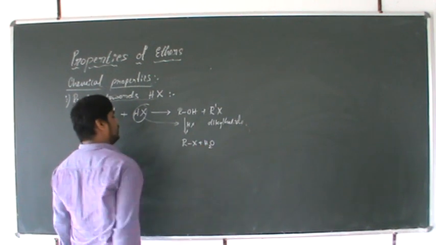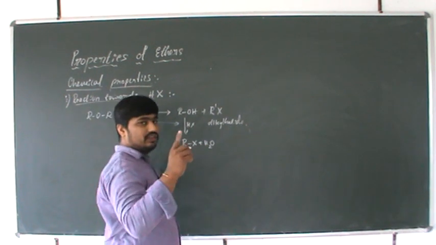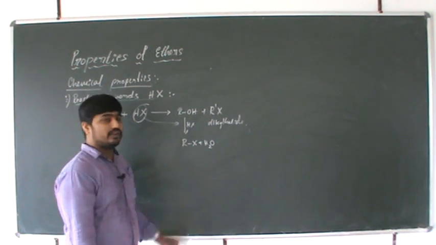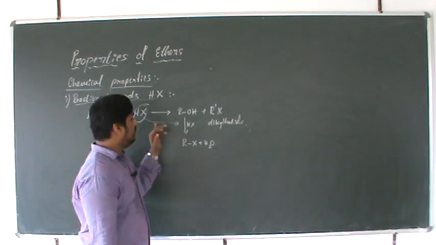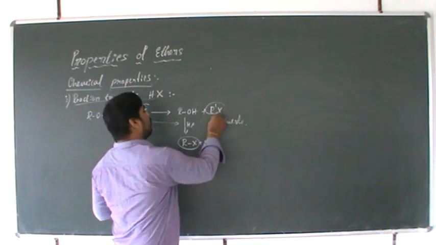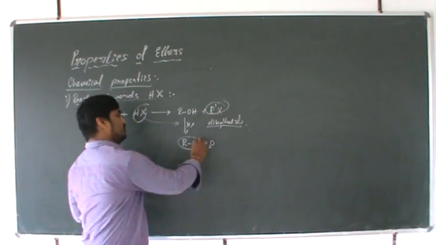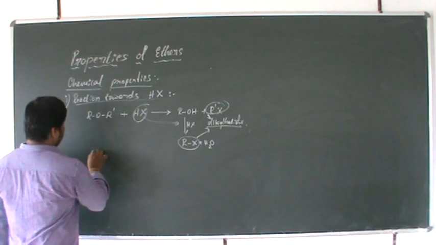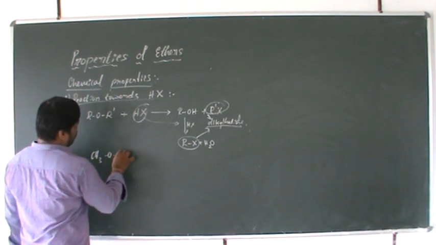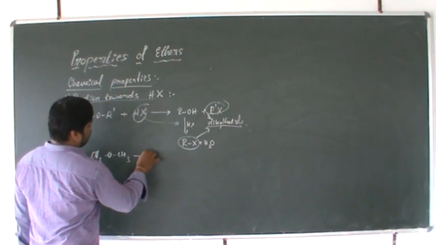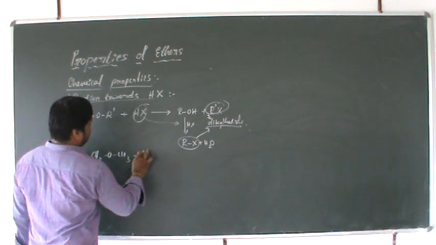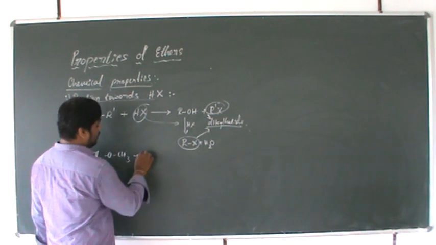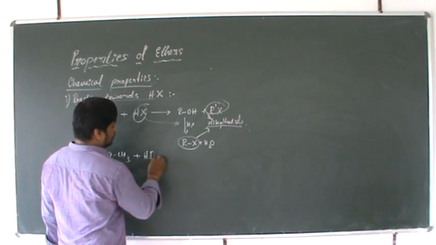What is the conclusion of this reaction? Whenever ethers are made to react with excess hydrogen halide, they produce the corresponding alkyl halides. I have considered a small example. The simple example is CH3OCH3 reacting with hydrogen chloride or hydrogen iodide. This is the best example for this type of reaction.